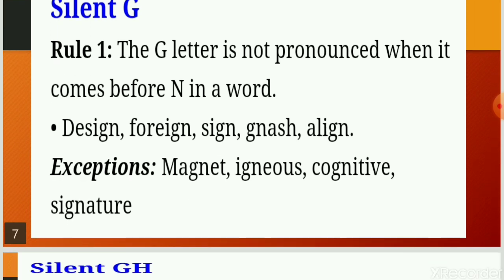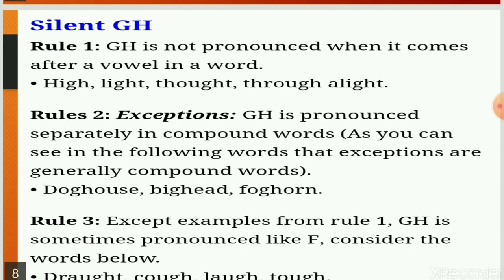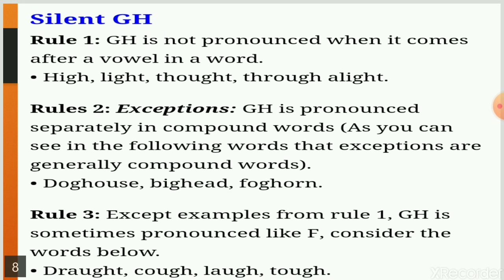Okay. Now we are going to move to the silent GH. GH is not pronounced when it comes after a vowel in a word. You can see some examples. There is a GH and before GH there is a vowel. Because of the vowel, we are not going to pronounce GH. We have to make GH silent and mute absolutely. See the example here: high, which means GH is silent.